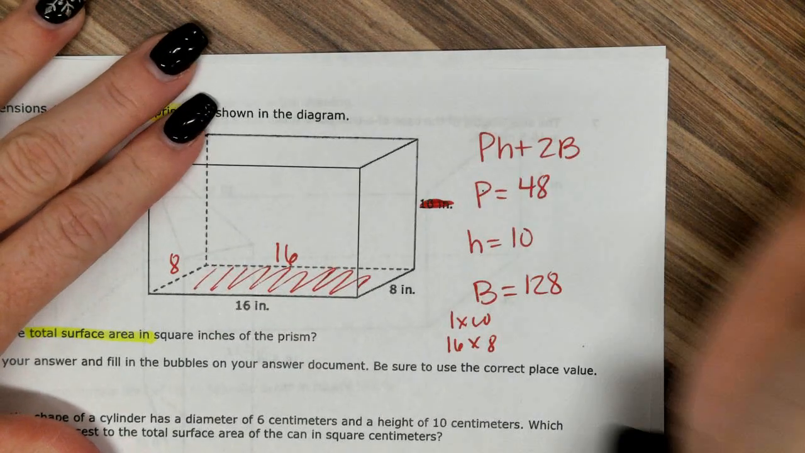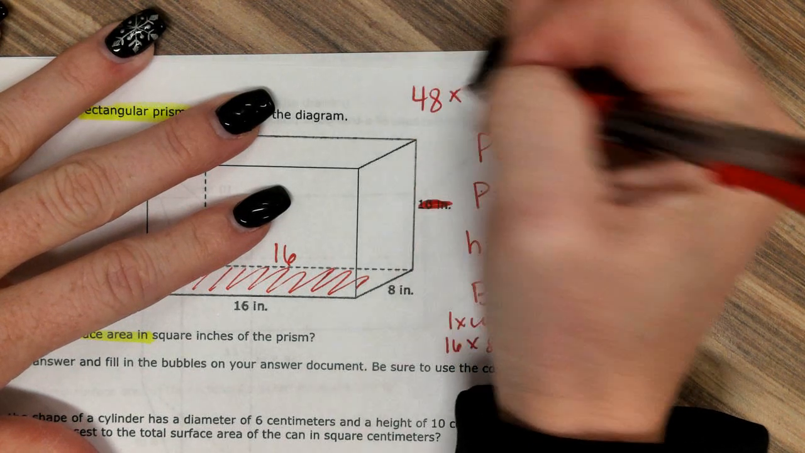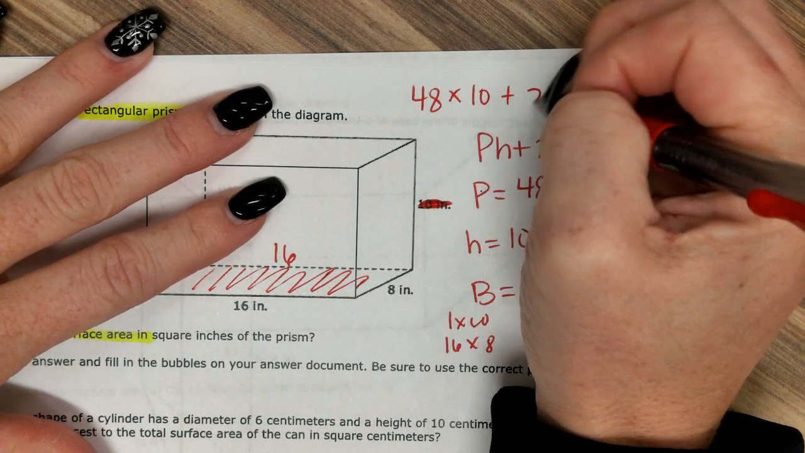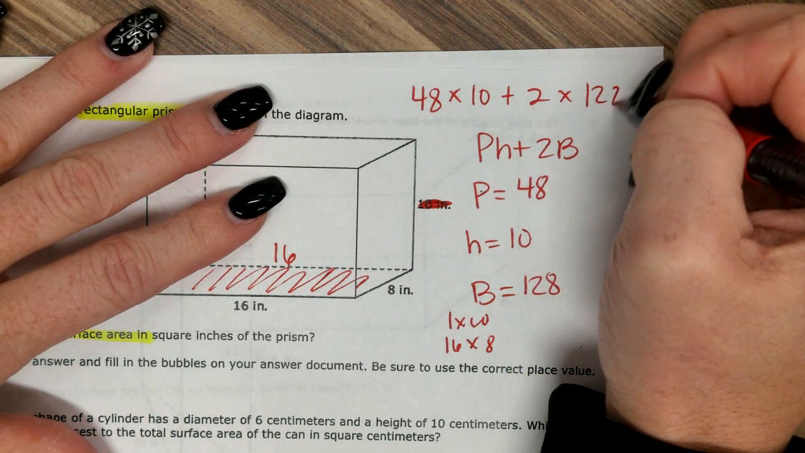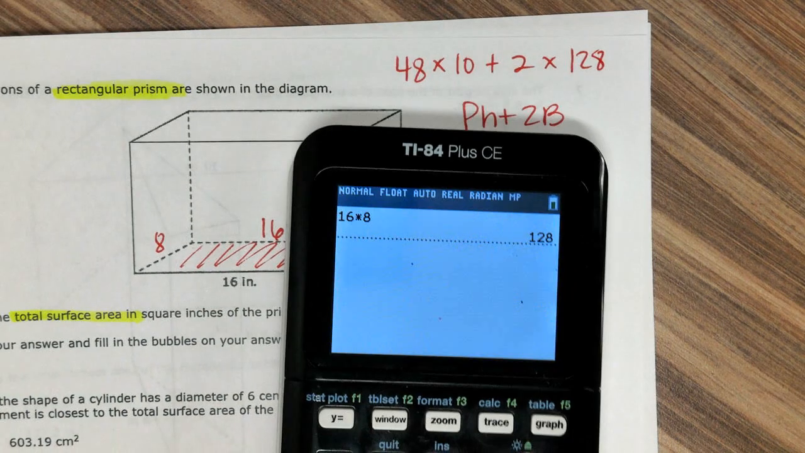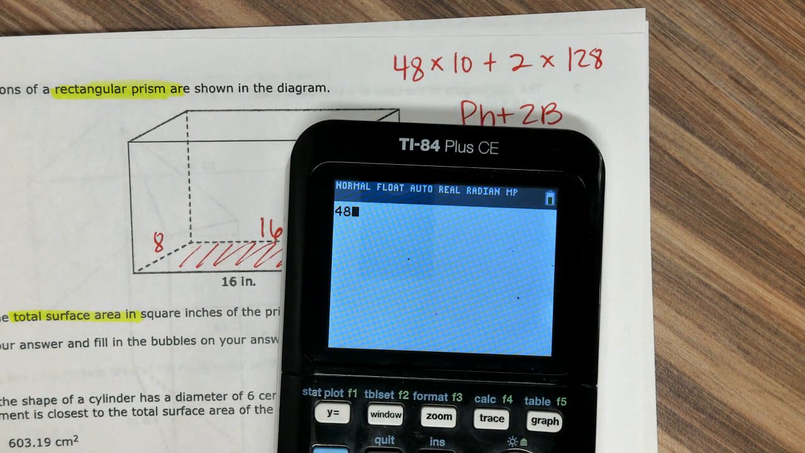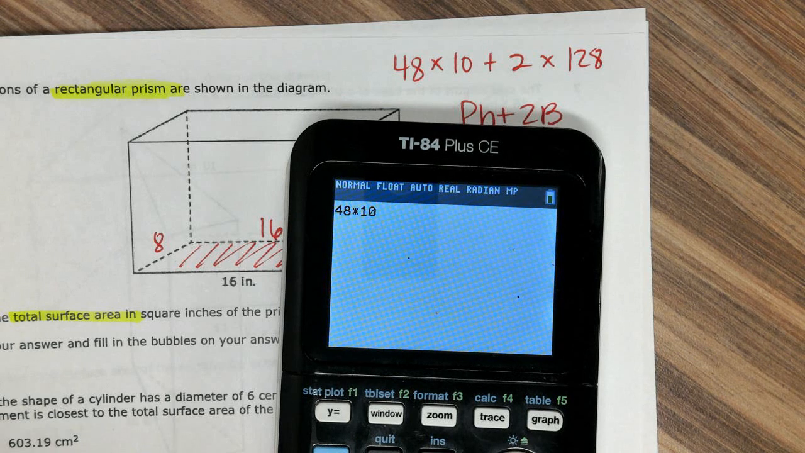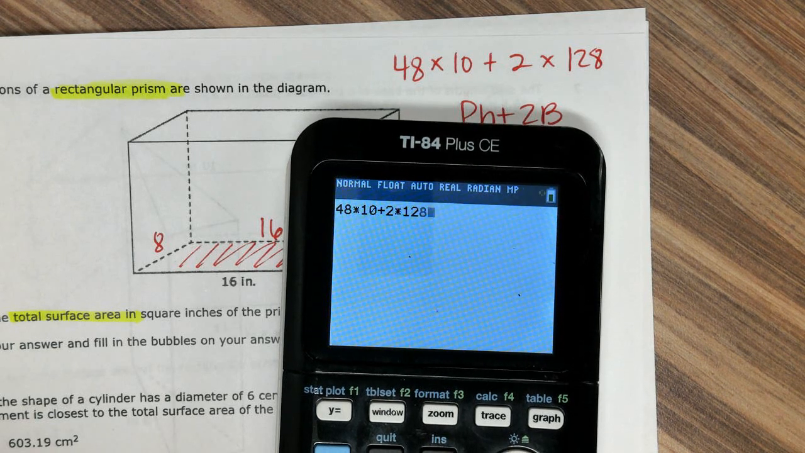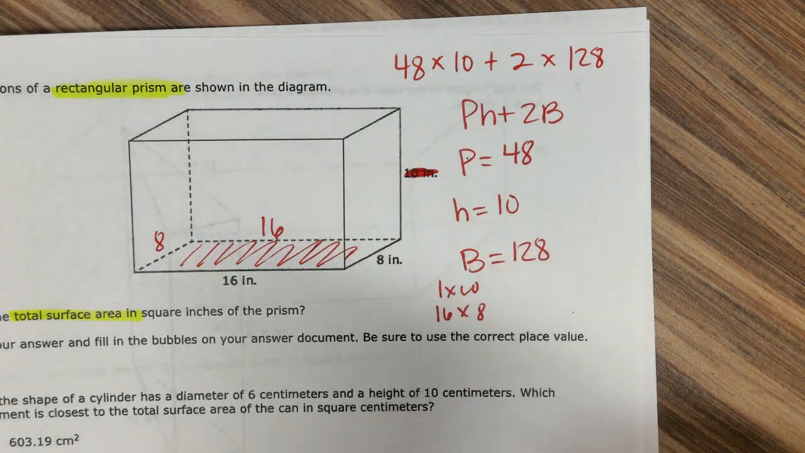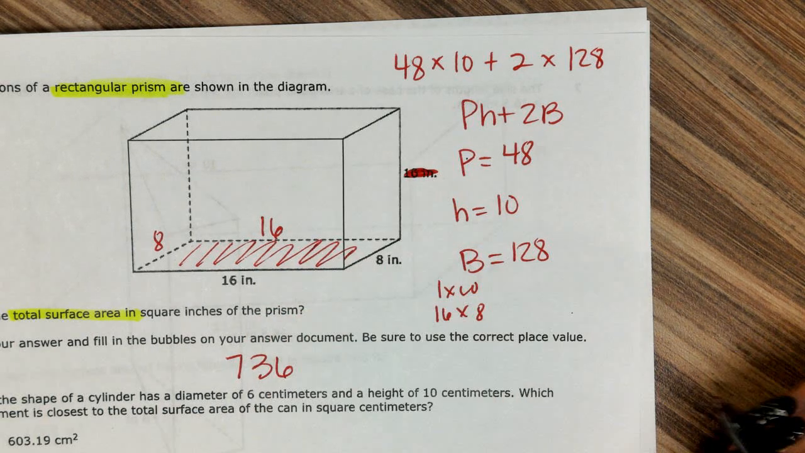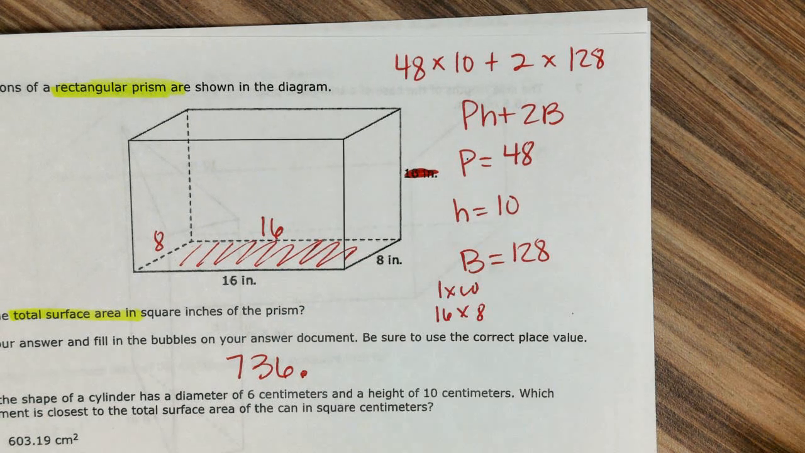So I'll come above it to do it. So 48 P times H plus 2 times B. And the answer is 736. And if you needed a decimal, the decimal would go afterwards.